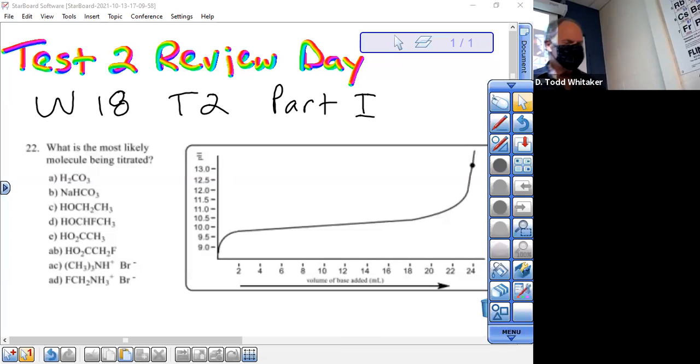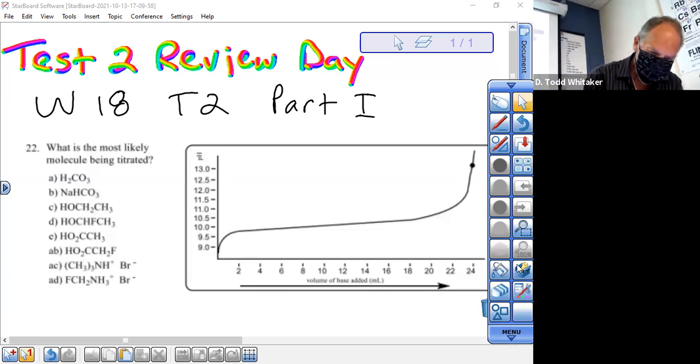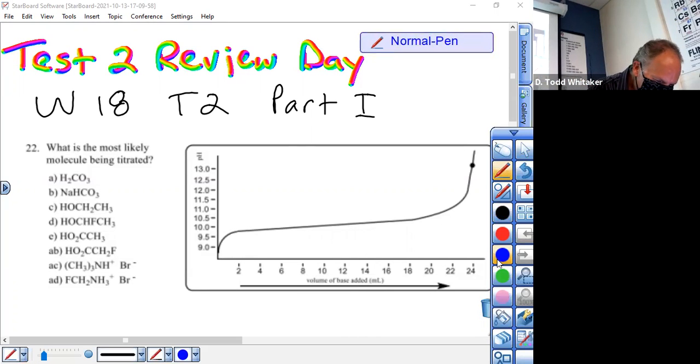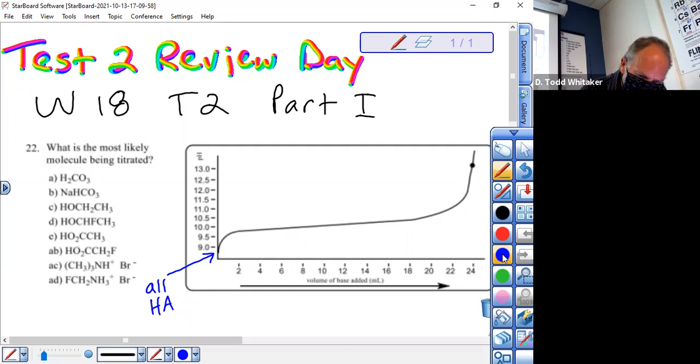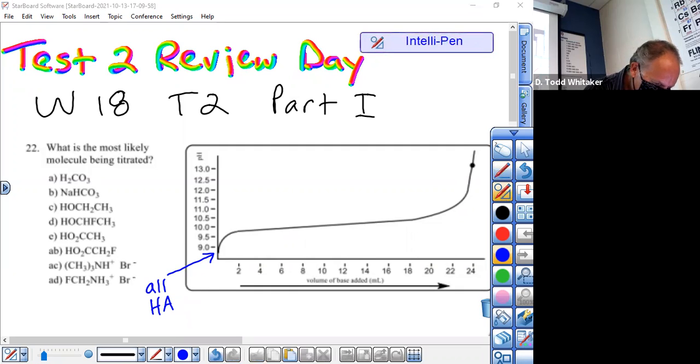Okay, this is a titration curve. We are titrating an acid. Do you know how I know we are titrating an acid? Just based on the curve, I'm starting with low pH and I'm adding a base. We add bases to acids. At this point of the titration, you don't even have to remember anything about titrations. All you have to know is this was all HA, and at the end of a titration, you have no more HA.